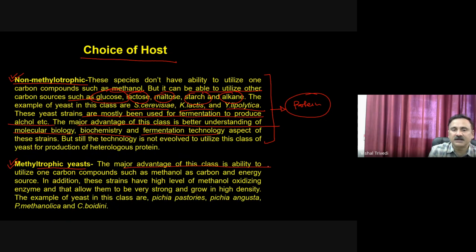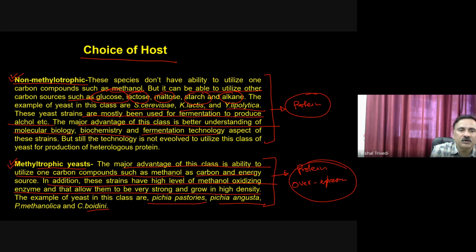Then we talk about the methylotropic yeast. The major advantage of this is that they utilize one carbon compounds such as methanol as a carbon source, and these strains have a high level of methanol oxidizing enzyme, and that allows them to grow very strongly at high density. The examples are Pichia pastoris, Pichia angusta, Pichia methanolica and so on. So this strain can be used for protein overexpression, right? So these two need to be distinguished very carefully. Non-methylotropic can be used for fermentations. Methylotropic can be used for protein overexpression.